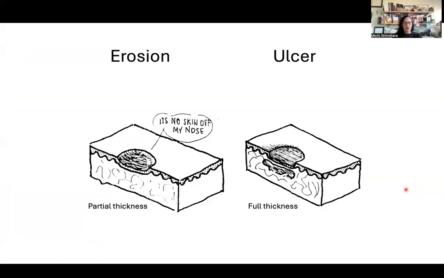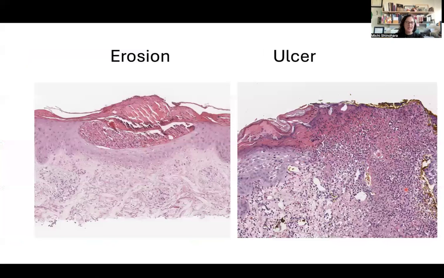Erosion and ulcer are on a spectrum. Erosion is partial thickness loss of the epidermis, whereas ulcer is full thickness, meaning going into the dermis. What that looks like histologically on the left here, we've got an erosion, almost a pustule, with retention of a few layers of the base of the epidermis. And on the right, we've got full thickness loss of the epidermis in that ulcer.